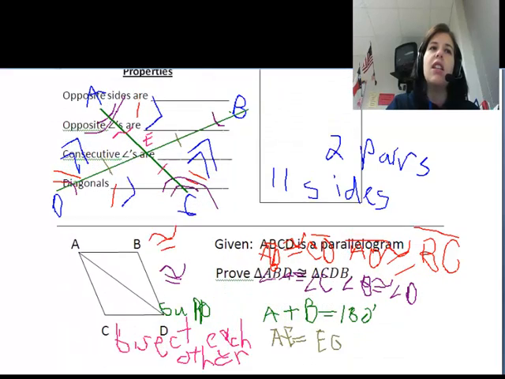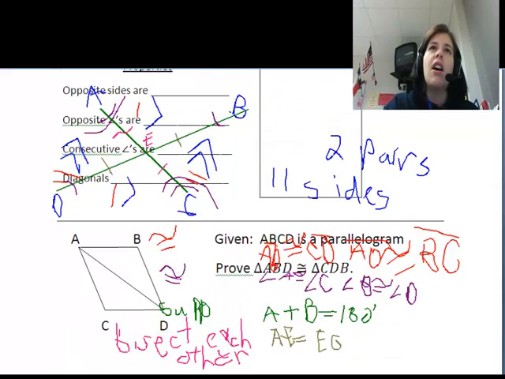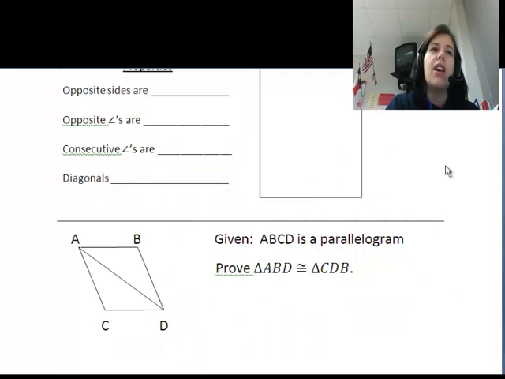So to get us started in that direction, I want you to take a look at what you've got on the bottom of your page. If we know that that's a parallelogram and all those things up above go with parallelograms, I want you to see how many different reasons you think you could use to prove ABD is congruent to CDB. Well, one thing I know for sure, take a look at this picture. Let's go ahead and mark everything that our properties tell us.